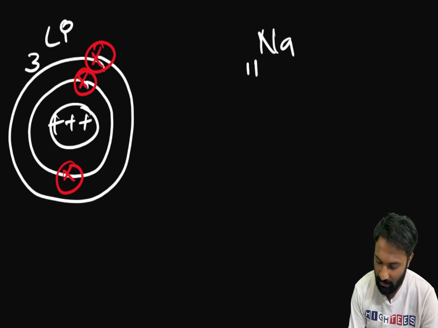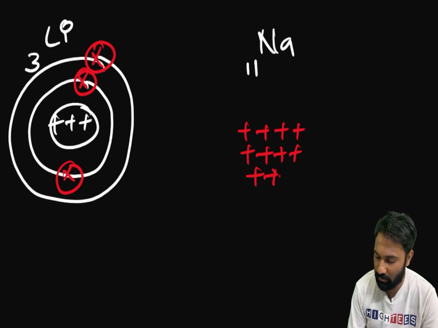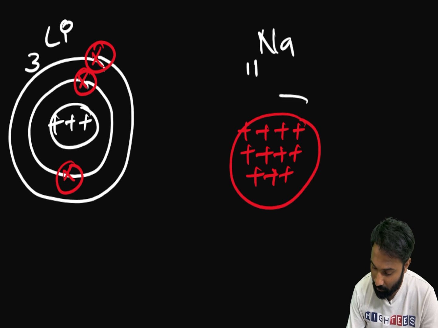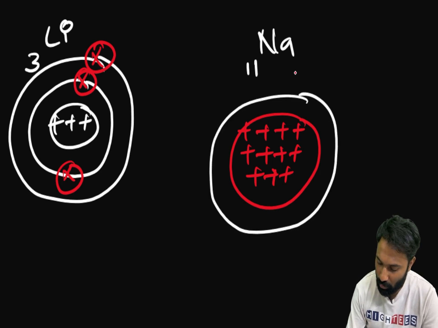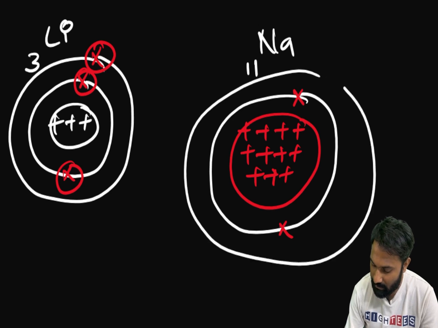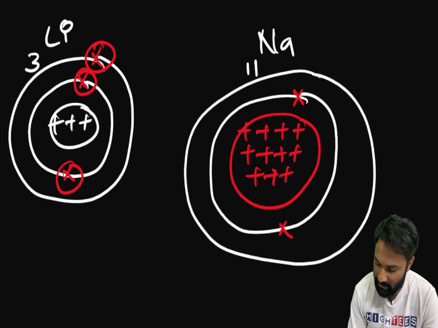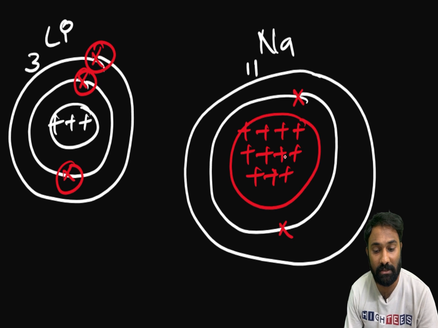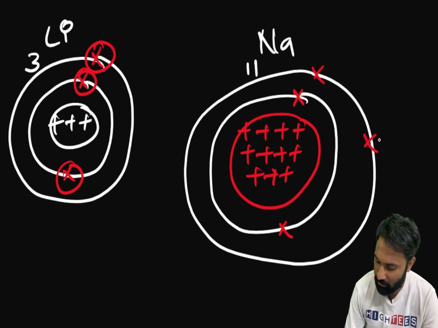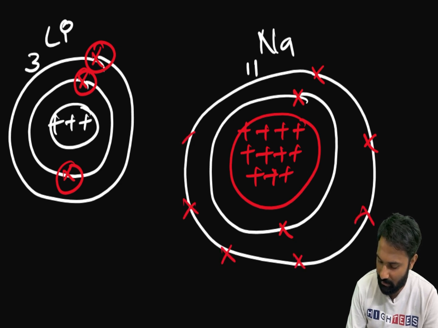Now comes to the sodium case. Sodium has 11 protons. Total 11 protons. And how many shells will be there? First shell, the K shell, can accommodate 2 electrons. Done. Comes to the second shell. The L shell can accommodate how many electrons? Total 8 electrons: 1, 2, 3, 4, 5, 6, 7, 8.